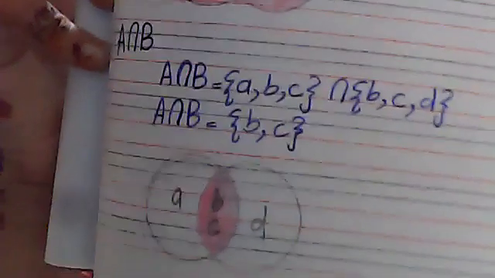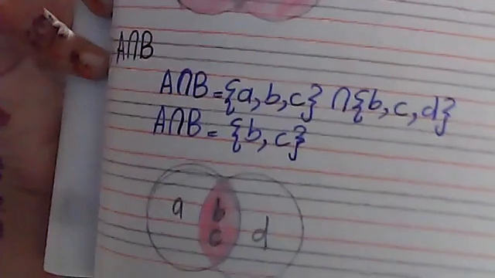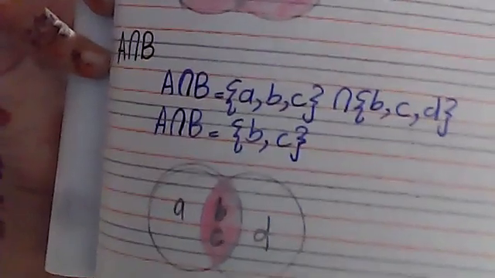Okay, now similarly, Suhima, this one is absolutely right. What is missing here? Labeling. That is A union B and A intersection B.